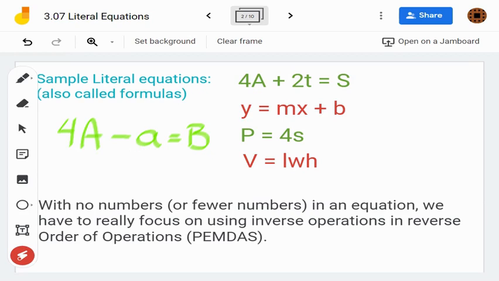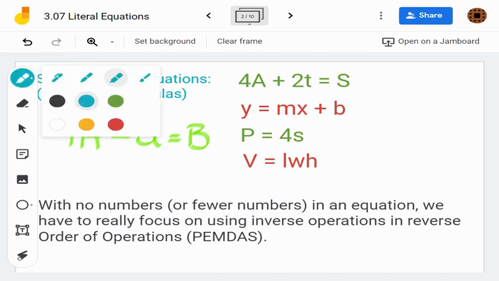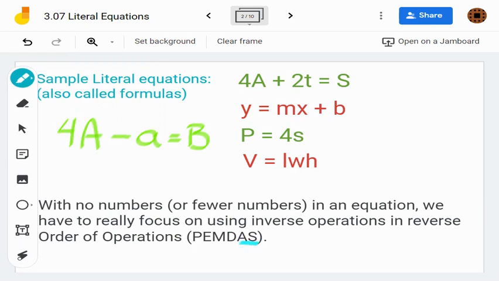And with no numbers or fewer numbers in an equation like these, we have to really focus on using the inverse operations in reverse order, which is reverse order of operations, which is PEMDAS. Remember, that means parentheses would go first, exponents, multiply and divide is the third step, add, subtract is the fourth and last step. That's the order of operations.